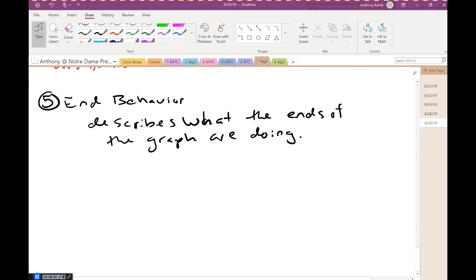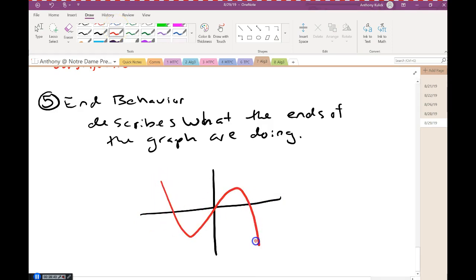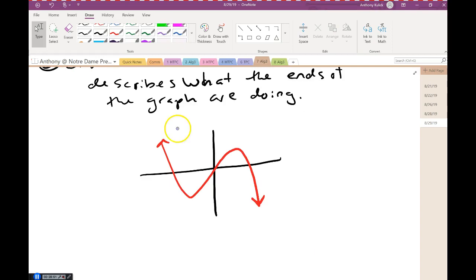All right. So end behavior describes what the arrows on the end of the graph are doing. So let's say that we had this graph. So what would I say that this arrow is doing? Okay, which arrow is it? Well, there's two arrows, right? We have to make some kind of differentiation. How would you describe this one? Left arrow points up, right?